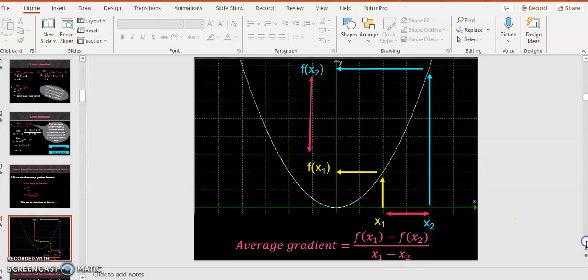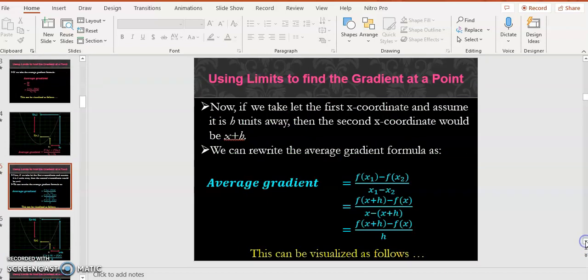Okay, now let's move on. Now if we let the first x coordinate be x and assume the second is h units away, then the second x coordinate will be x plus h. So our average gradient, we are going to have x plus h minus x over x minus x plus h.